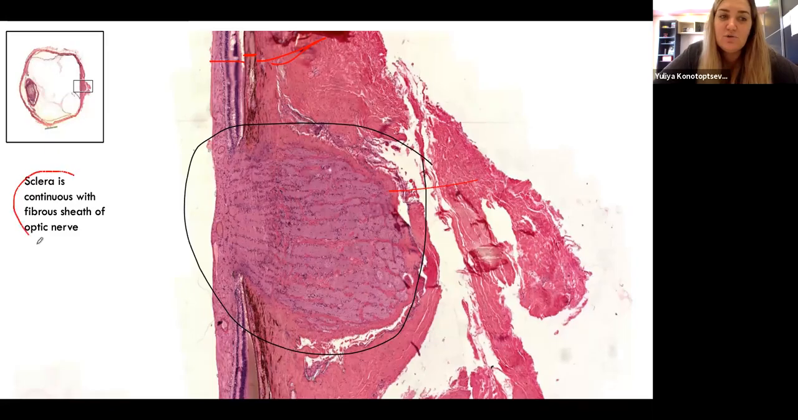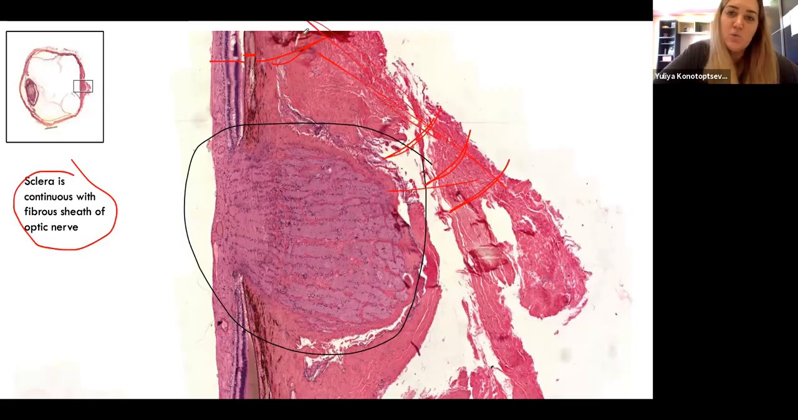Sclera is continuous with the fibrous sheath of optic nerve. So somewhere here, the outer part, that's the fibrous sheath of the optic nerve, and they're together. They're continuous with one another. Okay, the sclera and the optic nerve sheath.